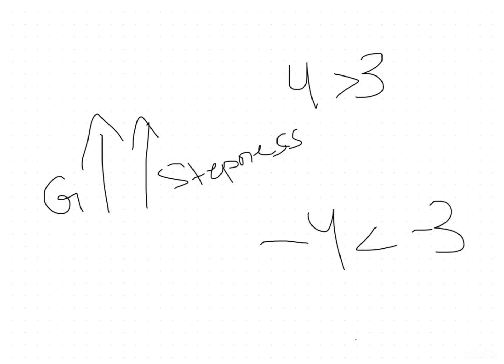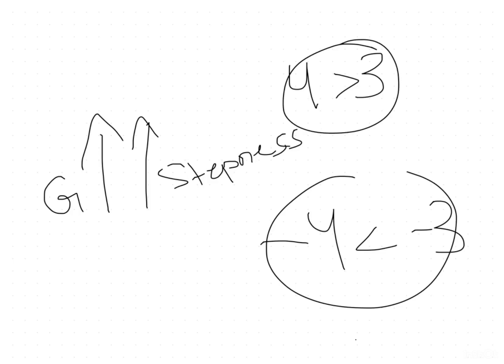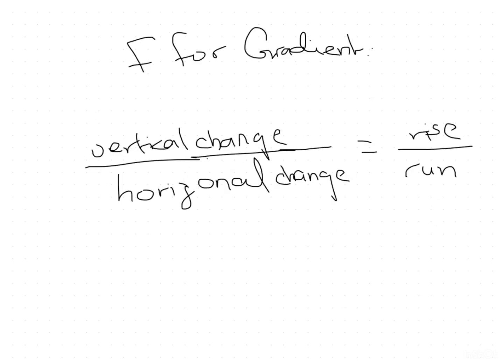The next point is, as the value of gradient increases, the steepness of the line also increases. For example, a line with a gradient of 4 is steeper than a line with a gradient of 3. In negative, a line with a gradient of minus 3 will be steeper than a line with a gradient of minus 4 because minus 3 is greater than minus 4.